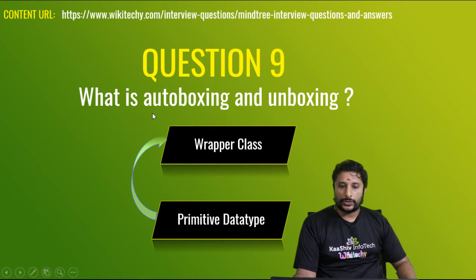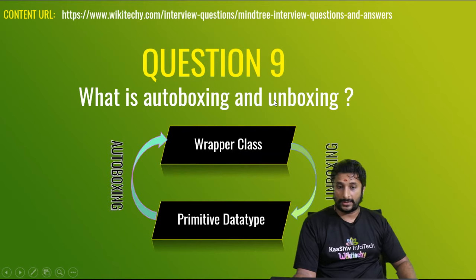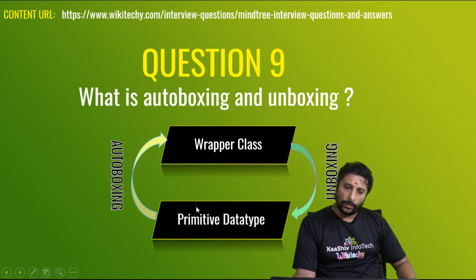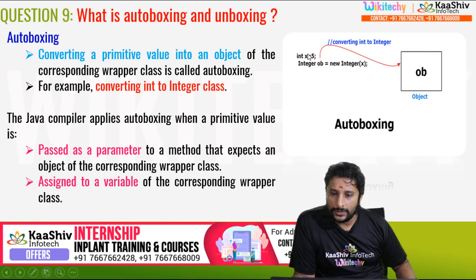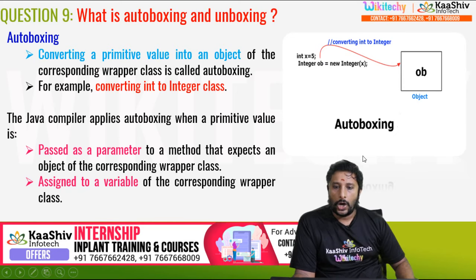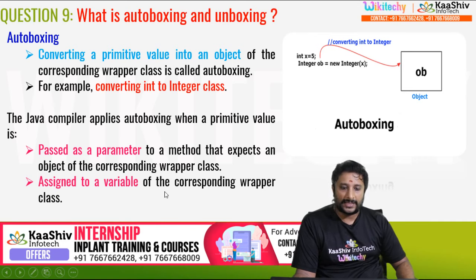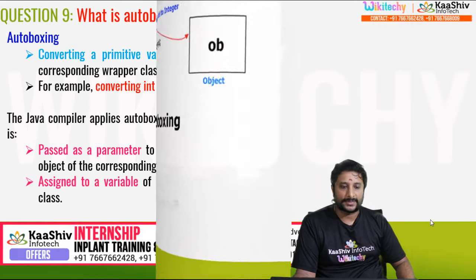So here is the question, what is autoboxing and unboxing? Autoboxing is converting a primitive data type into a wrapper class, and from wrapper class to primitive data is unboxing. Here are the definitions. In x is equal to 5, the 5 is an integer, I'm creating an object, trying to wrap it. They call it autoboxing. It's of two types: passed as a parameter to a method that expects an object of the corresponding wrapper class, or assigned to a variable of the corresponding wrapper class.